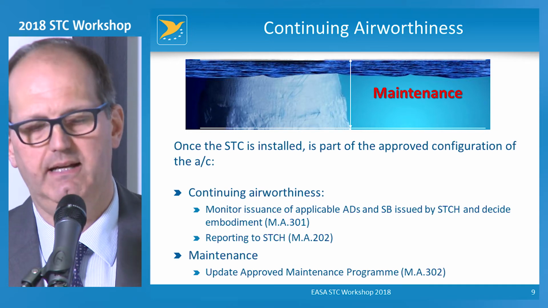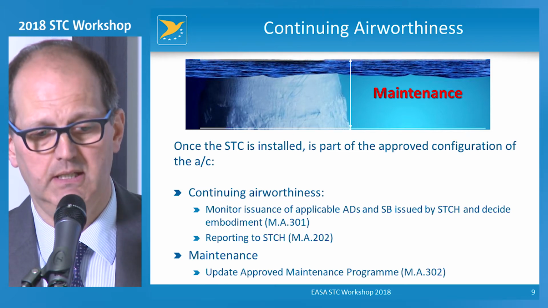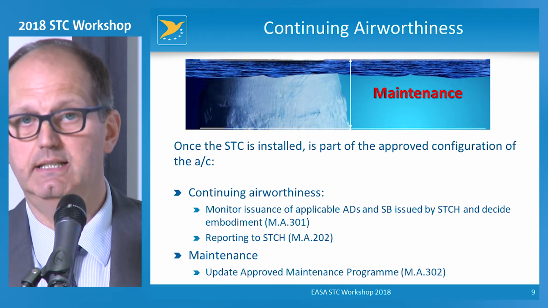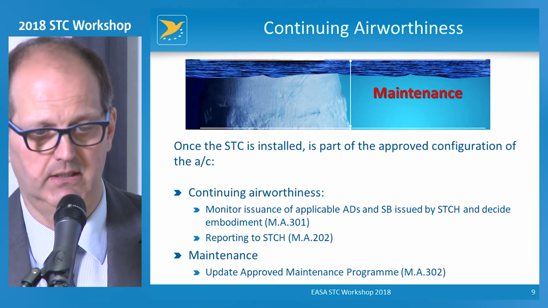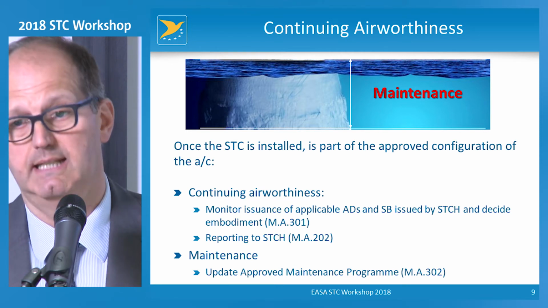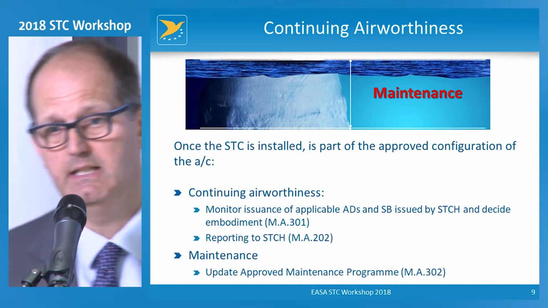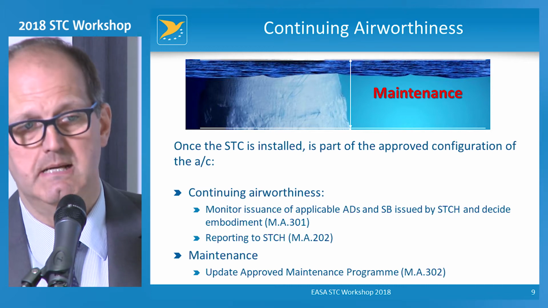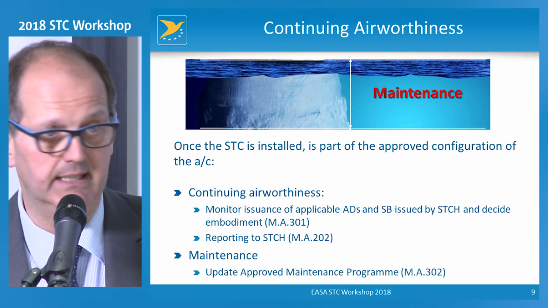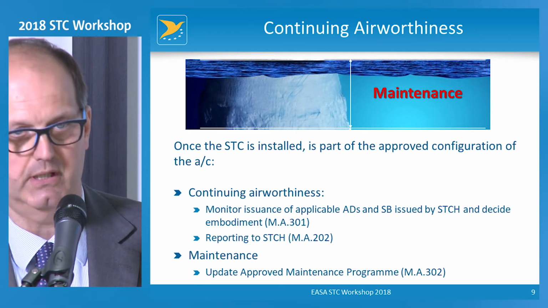And so you may have service bulletins or ADs applicable to this STC, and you need to decide on applicability and on embodiment. You may have malfunctions that need to be reported to the STC holder. And you may have some maintenance intervention that needs to be done at regular intervals. That is, they need to be reflected in the approved maintenance program.